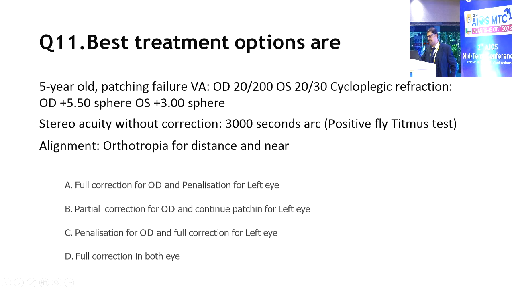Here are the options. Option A, full correction for right eye and penalization for left eye. Option B, partial correction for right eye and continue patching for left eye. Option C, penalization for right eye and full correction for left eye. Option D, full correction in both eyes.